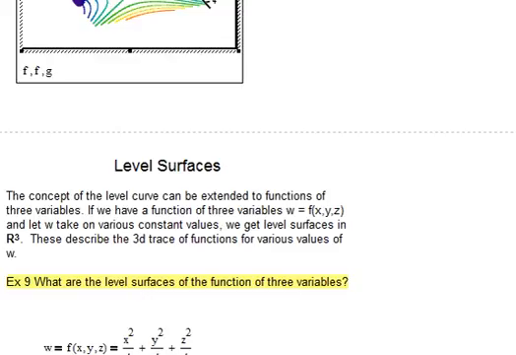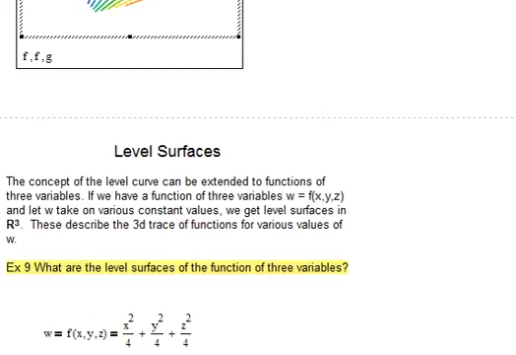So these describe the 3D trace of functions for various values of w. So it's like they have a trace in 3-dimensional space, but they live in 4-dimensional space.